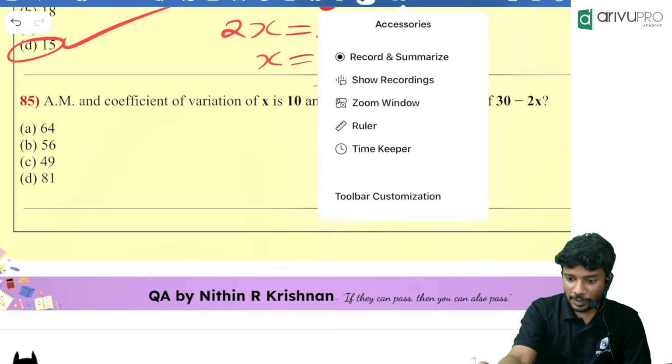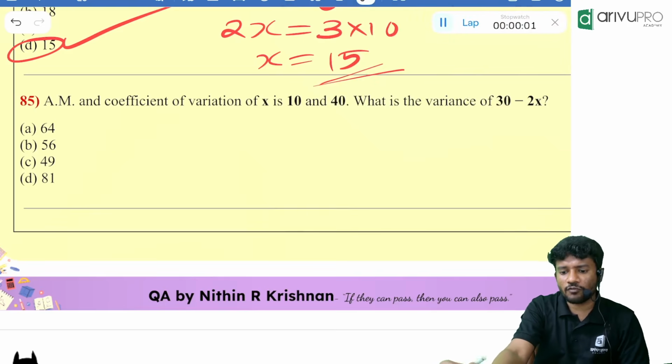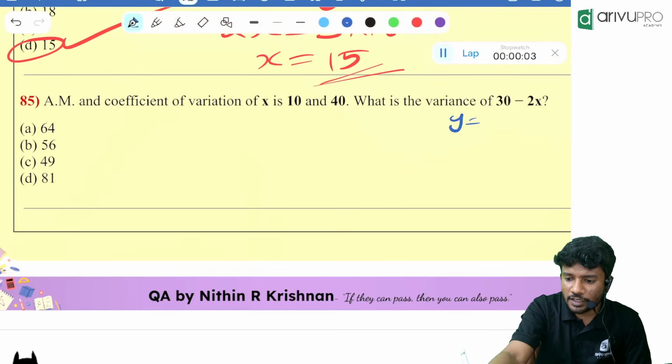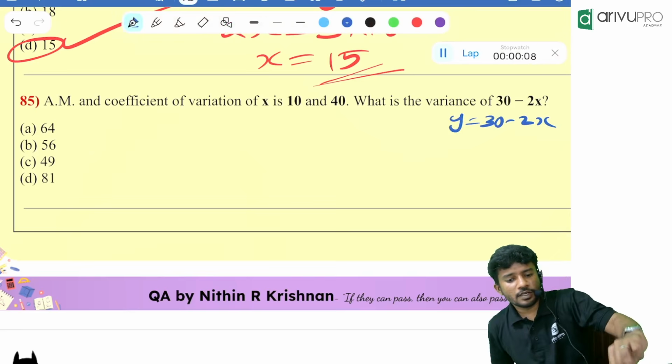Timer starts now, people. The same question, but a few difference in the given y value. Y is how much over here? 30 minus 2x. Get me the answer. The timer starts now. Get me the answers.